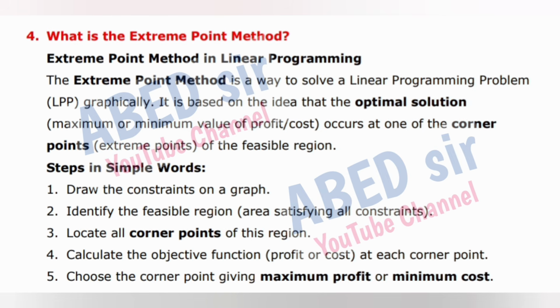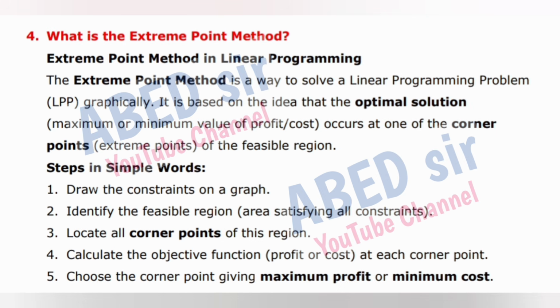Next important short question is: 4. What is the extreme point method? Extreme point method in linear programming. The extreme point method is a way to solve a linear programming problem, LPP, graphically. It is based on the idea that the optimal solution, maximum or minimum value of profit or cost, occurs at one of the corner points, extreme points, of the feasible region.